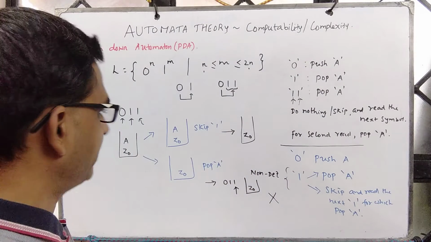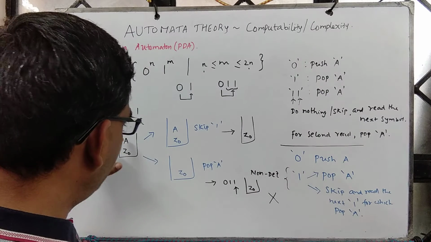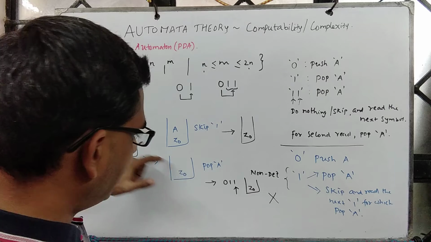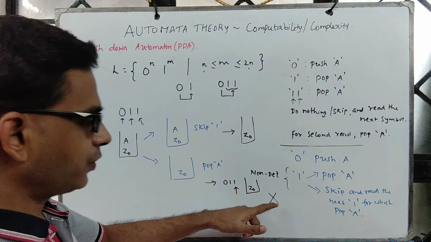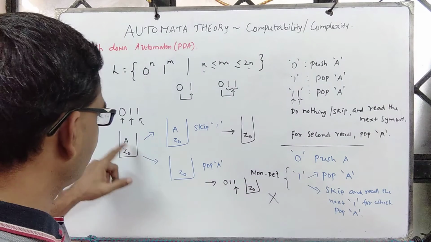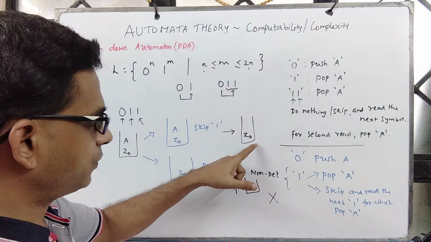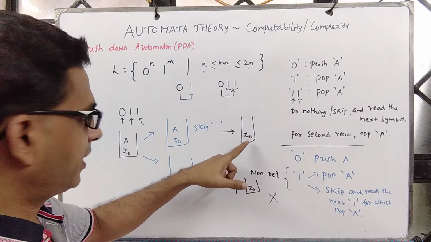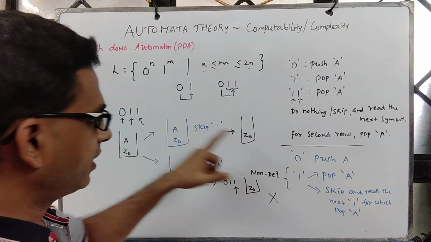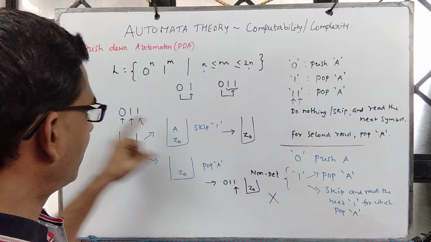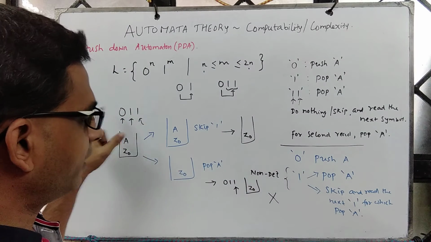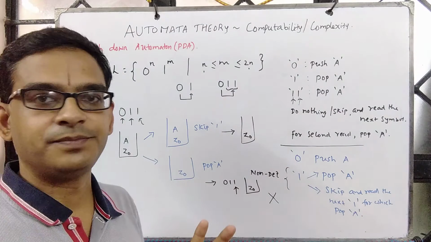So this has to be rejected, meaning this direction will not take us to the final state. Whereas this sequence of transitions will take us to the accept state, because input is empty, stack is empty, and this is a valid input, you accept.